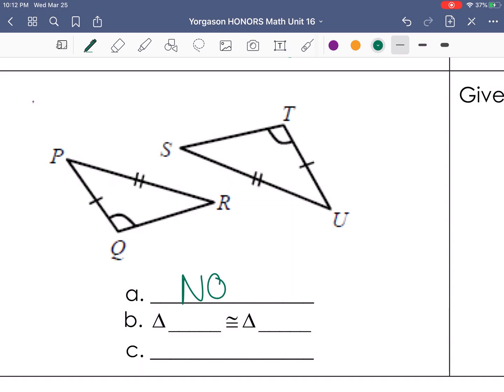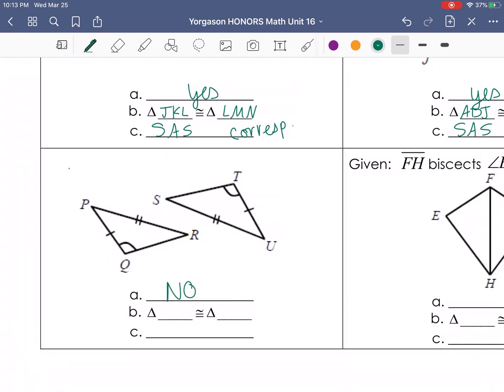I was thinking I had another no. Did I mess up? Oh, it's on the next page. Sorry. Nope. That's it. That's the only one. Okay.